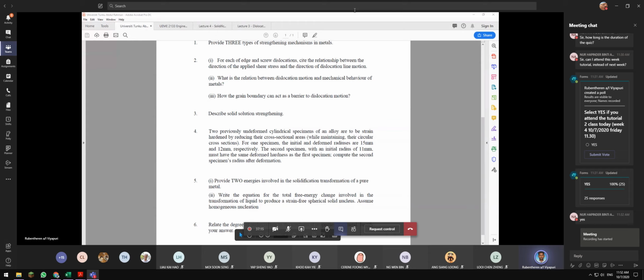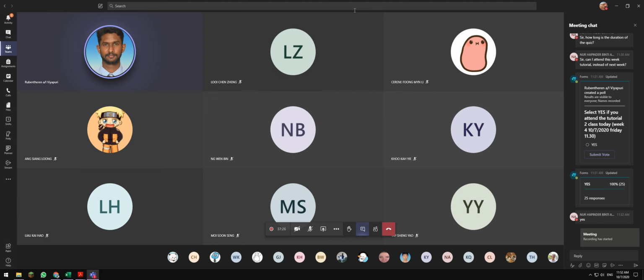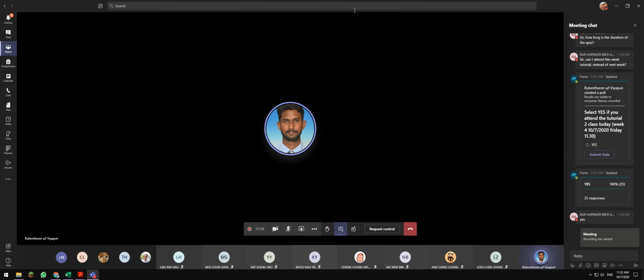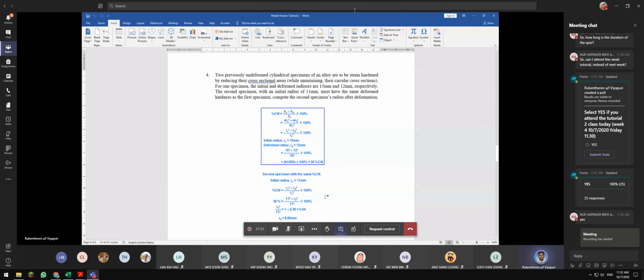Okay. Now let's look at the answer. So the question I've given you: the initial and deformed radii for the first cold working process, which are 15 and 12. And then for the second cold working process, use the same process, but they want you to find the second specimen radius with the initial radius of 11.